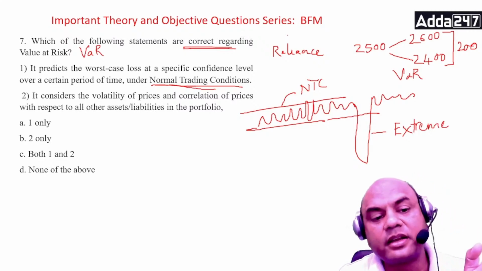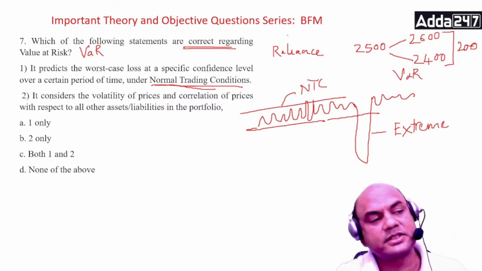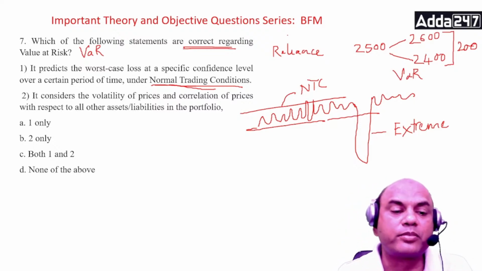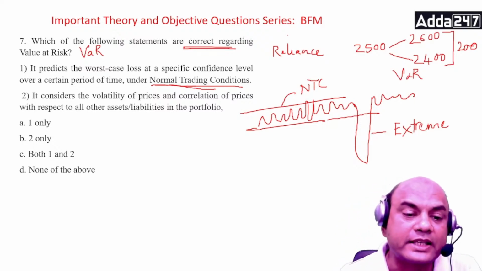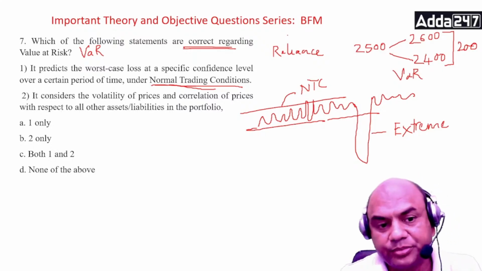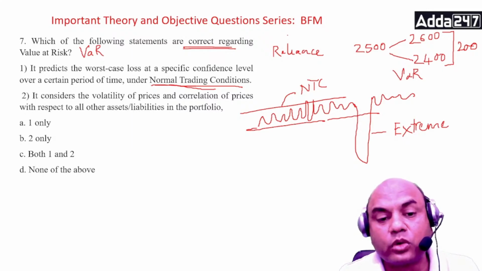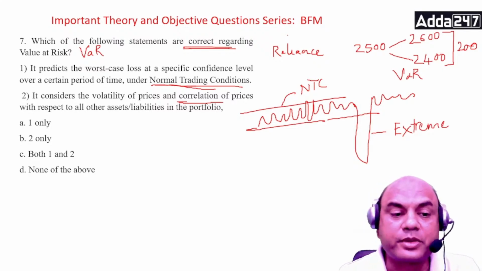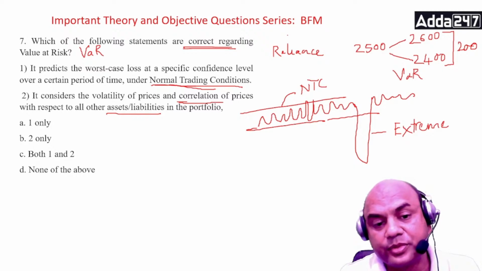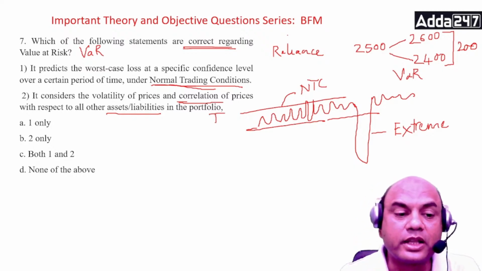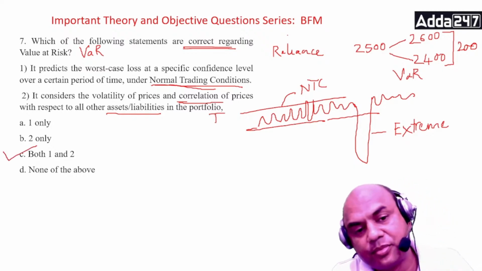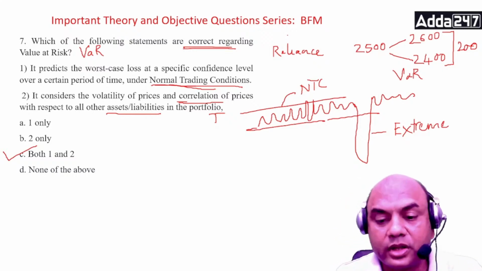What about the second? It considers volatility of prices and correlation of prices with respect to all other assets and liabilities in the portfolio. So volatility of prices and correlation of prices. Correlation means in relation to other elements. Okay, with respect to all other assets and liabilities. So that is also true. Okay, this is true. So the answer is both 1 and 2. Both 1 and 2 are true over here.